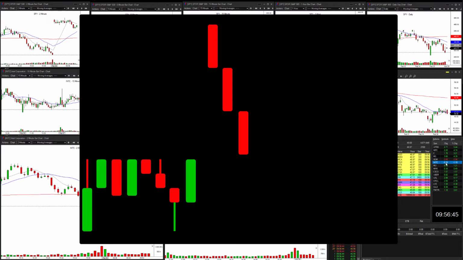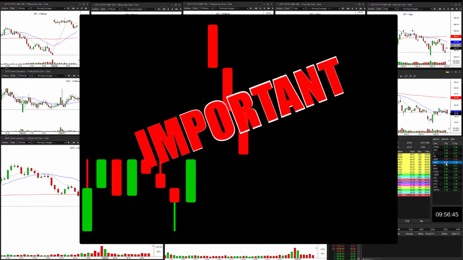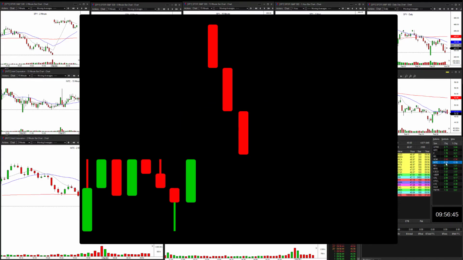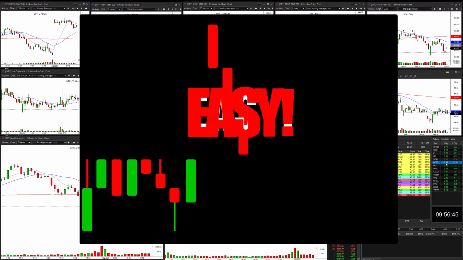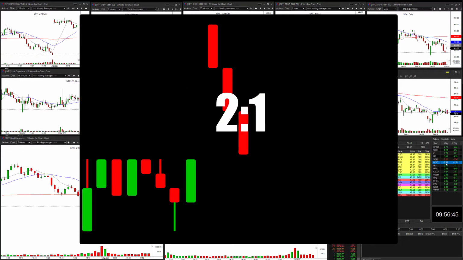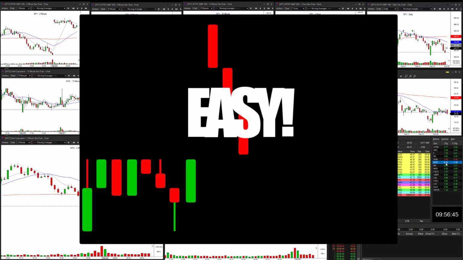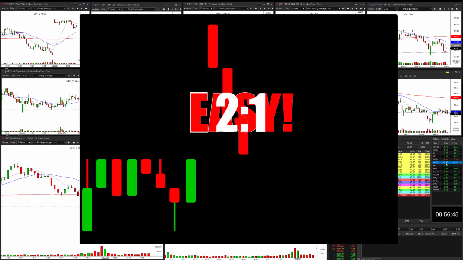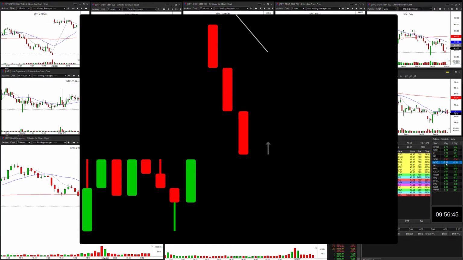The next point I'm going to emphasize, I cannot stress enough how important it is. And if this criteria of the setup is not met, you should avoid taking the trade. And that is enough price extension to be able to get an easy 2 to 1 back up to the 8 simple period moving average. This criteria of the trade is so important, I'm going to say it again. If you do not have enough price extension for an easy 2 to 1 from your trigger entry back up to the 8 simple period moving average, you should not take the trade.